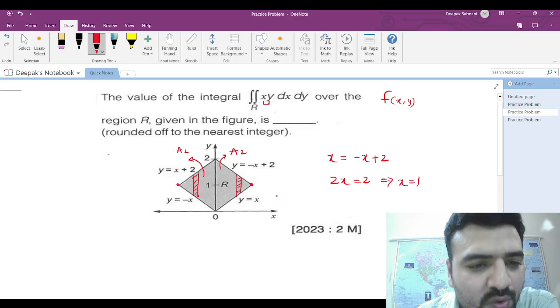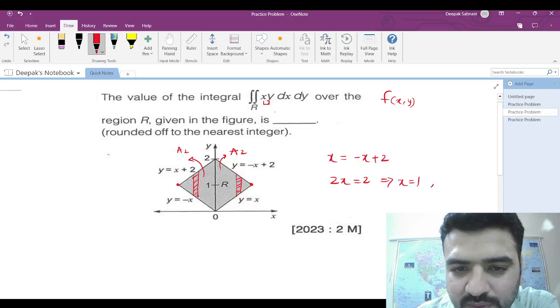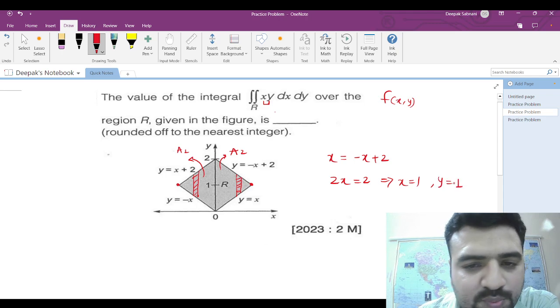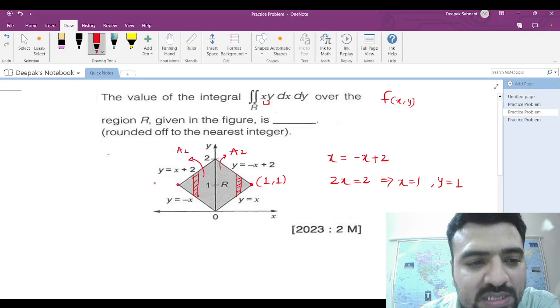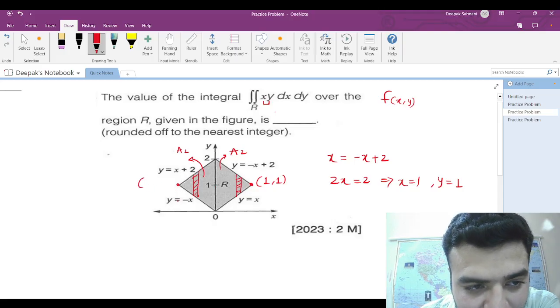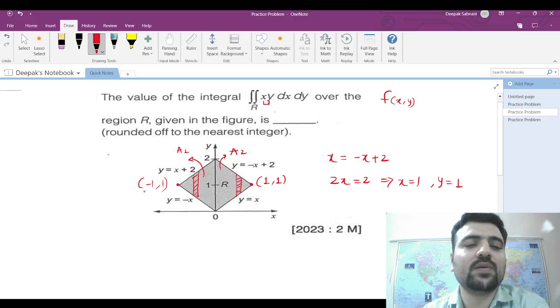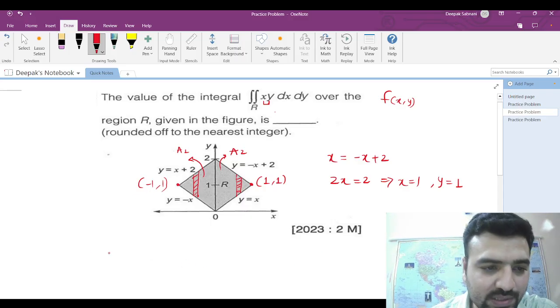And when x equal to 1, along y equal to x, y is equal to 1. So this point is nothing but (1, 1). From symmetry, this point has y equal to 1 but x equal to minus 1, so (minus 1, 1). Now you can solve the integration.